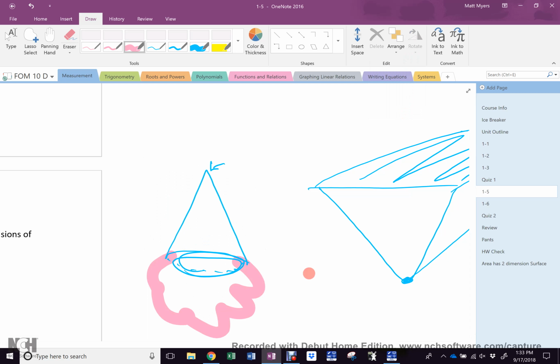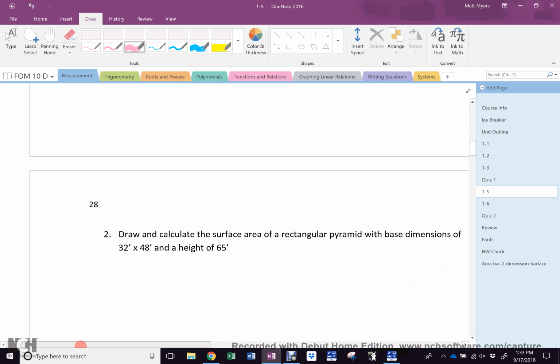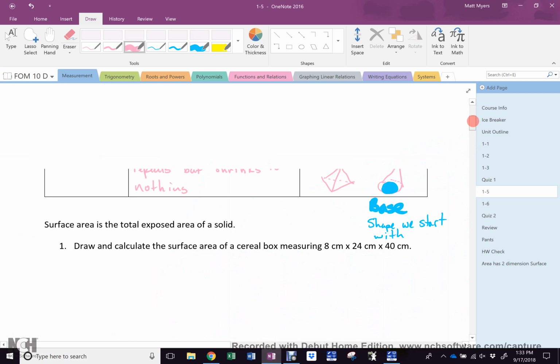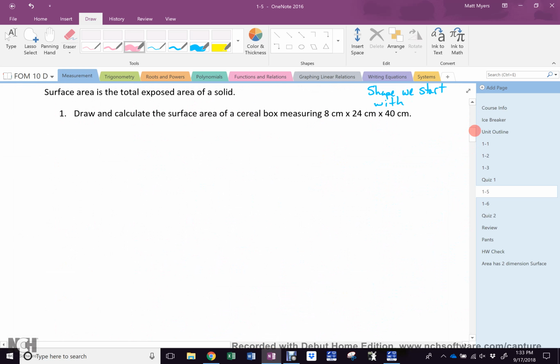Okay? It's not the top either. It's the shape that you start with. So the flat part of the shape. Except on a prism, every part is flat. It's the shape that repeats. Everybody cool? All right, let's apply this now.